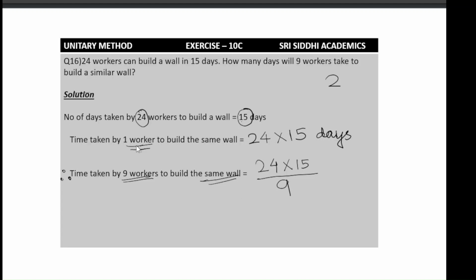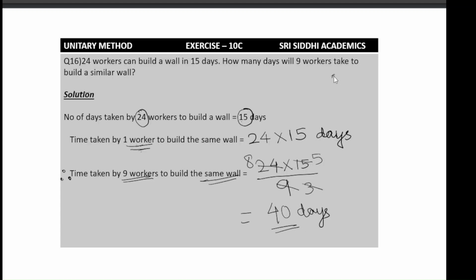See, time taken by one worker is these many days. With 9 workers, more hands would join. If more hands join, the time taken will definitely decrease. So whatever the number of days taken by one worker, you have to divide it by 9 to find the number of days taken by 9 workers. So 3 3s are 9, 3 8s are 24, 3 5s are 15. So 8 multiplied by 5 is 40 days. This is the amount of time that 9 workers would require to build the wall.